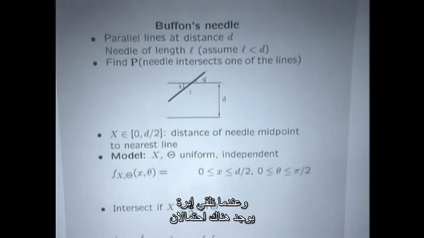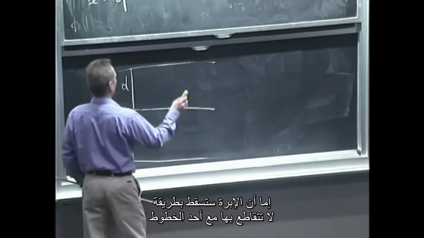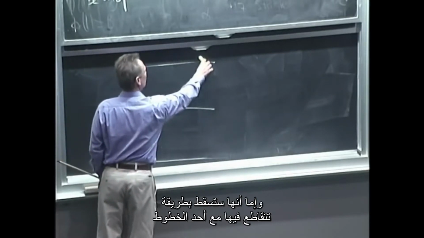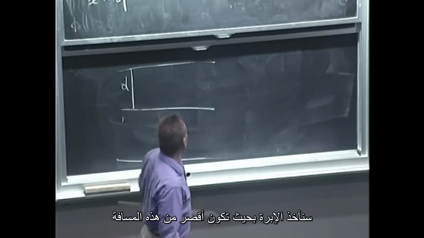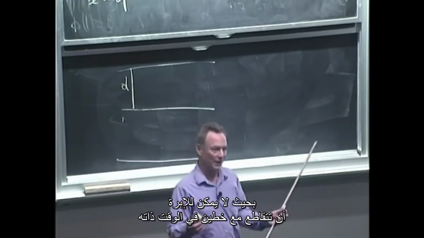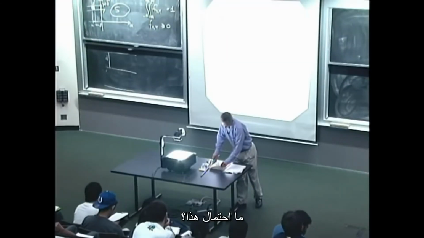And when we throw a needle, there's two possibilities. Either the needle is going to fall in a way that does not intersect any of the lines, or it's going to fall in a way that it intersects one of the lines. We're taking the needle to be shorter than this distance, so the needle cannot intersect two lines simultaneously. It either intersects 0 or it intersects one of the lines. The question is to find the probability that the needle is going to intersect a line. What's the probability of this?